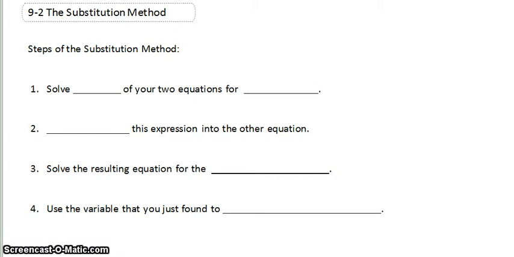Okay, so step 1, solve one of your two equations for x or y. This means that you're going to pick one of them, and then you're going to solve for x or y. If you solve for x, you're going to have x equals something. You're going to get x by itself. Or if you solve for y, you're going to have y equals something, and you get y by itself. You get to pick which equation you want to use, and if you want to solve for x or y. I choose the ones that are the easiest for me.